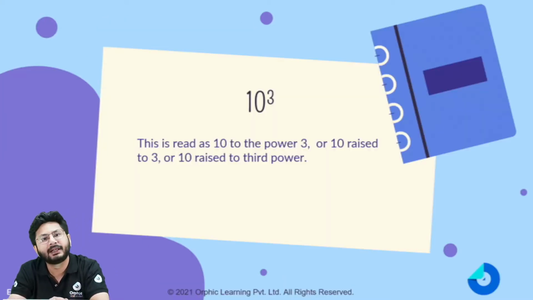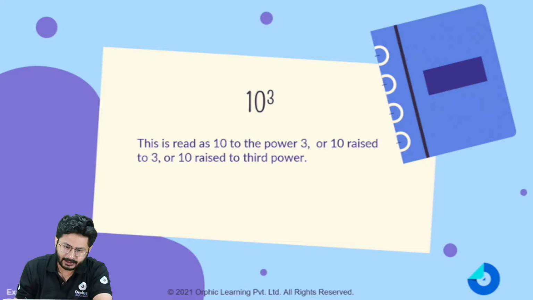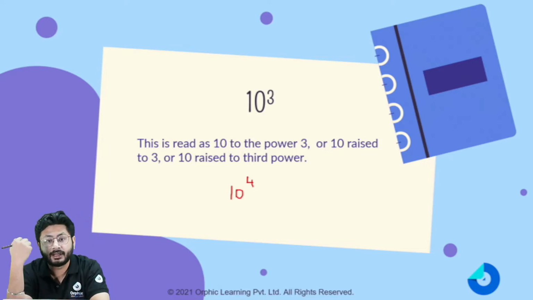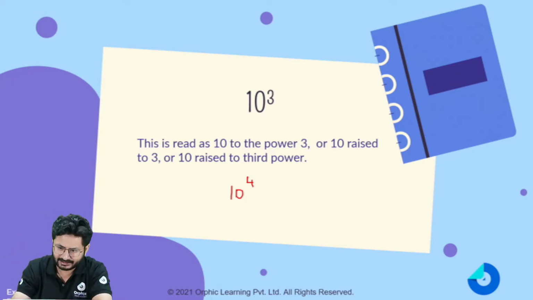For example, 10 to the power 3 can be read as 10 to the power 3, or 10 raised to 3, or 10 raised to the third power. Similarly, let's say the number is 10 raised to the power 4. This can be called 10 to the power 4, 10 raised to 4, or 10 raised to the 4th power. As simple as that.